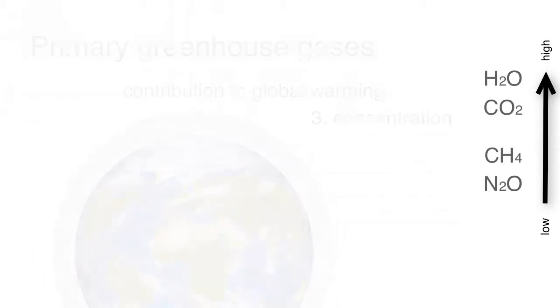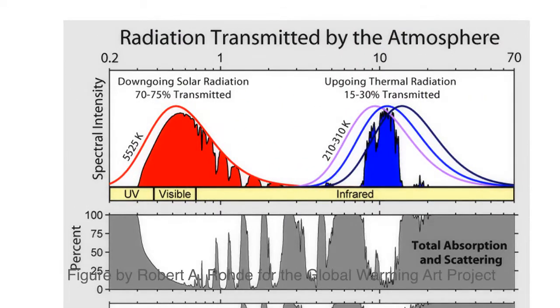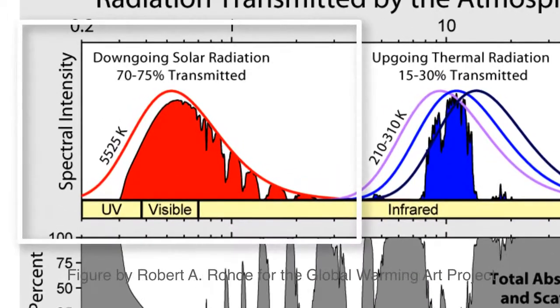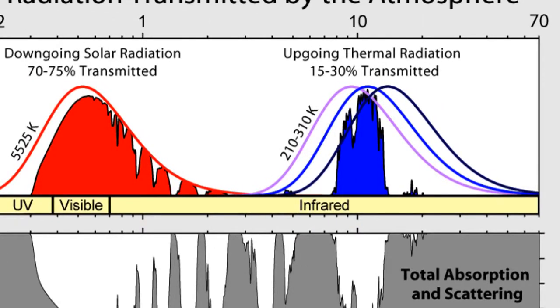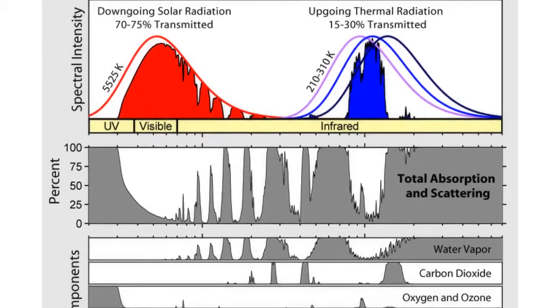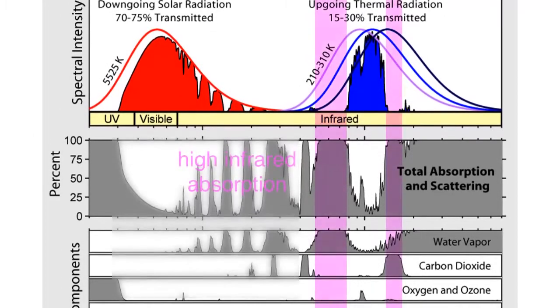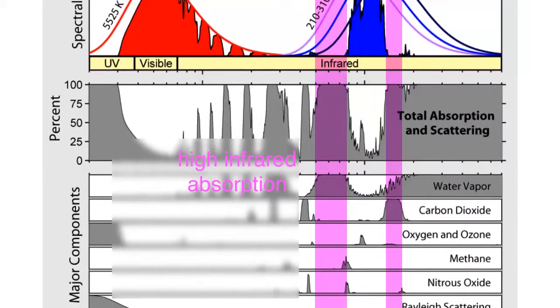This image shows the electromagnetic absorption spectra for these 4 primary greenhouse gases. At the top, you see the electromagnetic radiation transmitted by the atmosphere. This red region represents the incoming solar radiation, whereas the blue represents the outgoing thermal radiation. The x-axis is the wavelength of the radiation. As you can see here in the total absorption and scattering graph, water vapor and carbon dioxide contribute the most to the total absorption and scattering in the atmosphere.